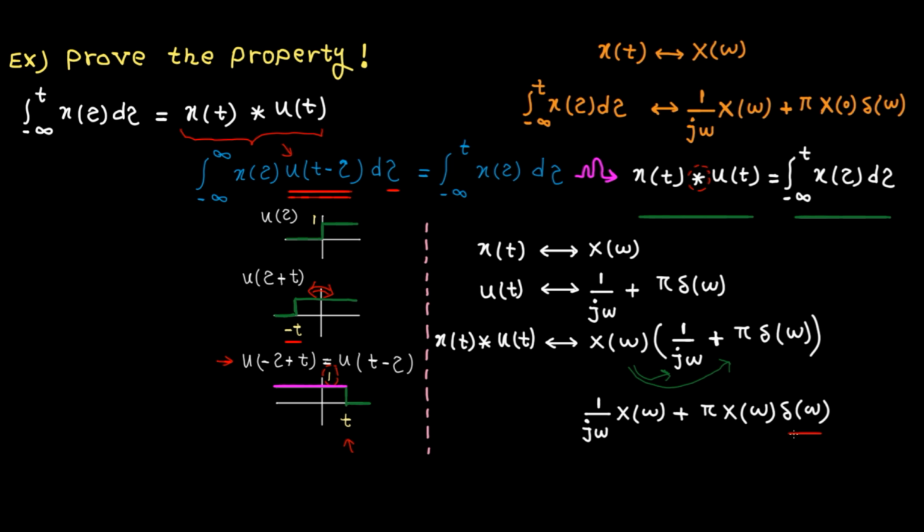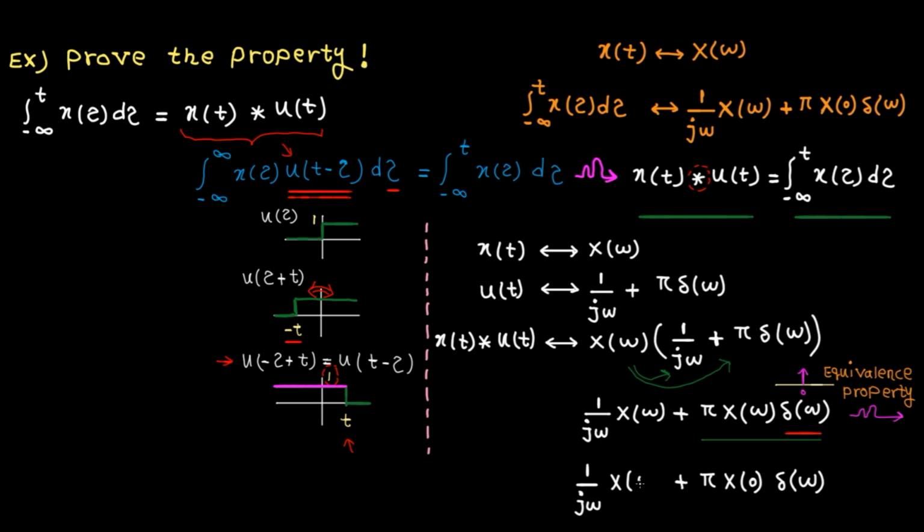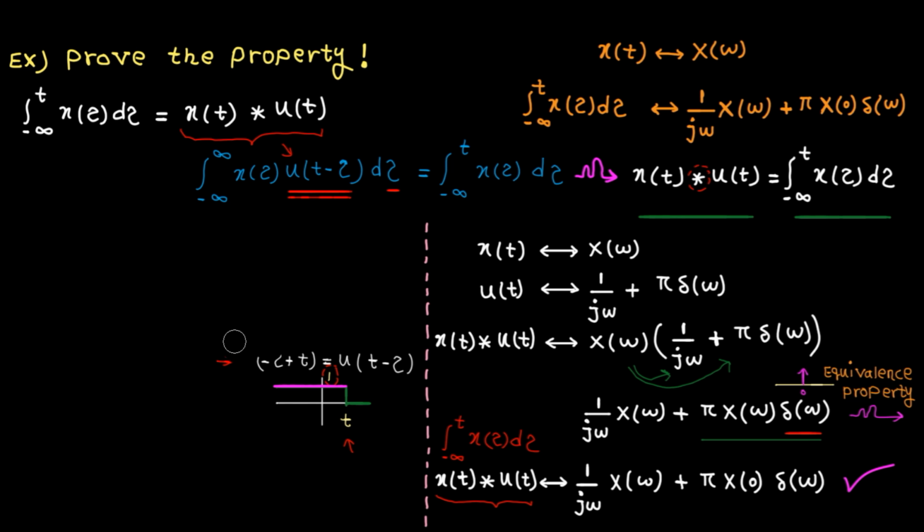This function is non-zero only at the origin, so based on the equivalence property which I covered in the elementary signals lecture, this term is only non-zero at omega equal to 0. So here's the Fourier transform of x(t) convolved by u(t), which is the same as this integral. We are done with the proof.